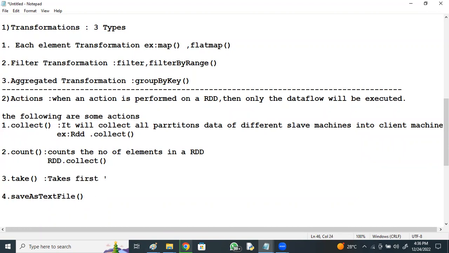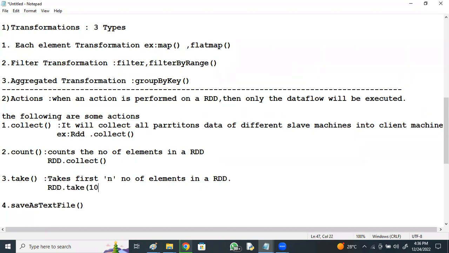Take means takes the first n elements, right? N number of elements in an RDD. RDD.take(10) means takes the first 10 elements, right? Takes the first 10 elements. Save as text file is to save the output, right? To save the output in HDFS, Hadoop Distributed File System.